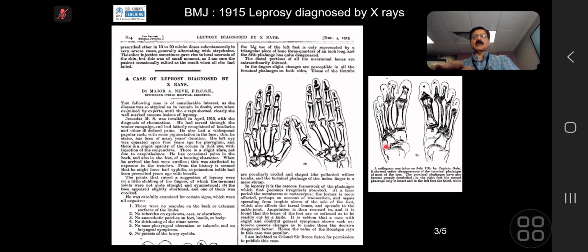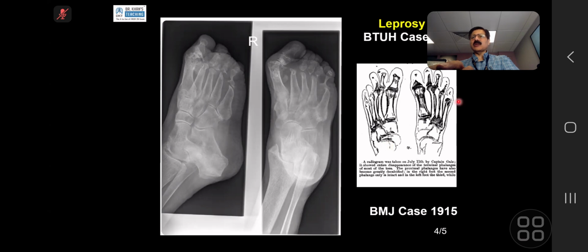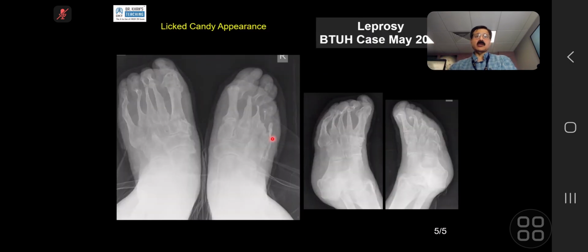And we saw a similar case here in our hospital, it was a known case of leprosy. But just to make a point that you can still see, because these patients are still there in the population. And so this is what we saw in this 2011 case in our hospital. This we did not diagnose. It was a known, treated case of leprosy. Another one which we saw in 2015, by the way, and you can see this licked candy appearance. You see this licked candy. So look at the bone density, quite increased.